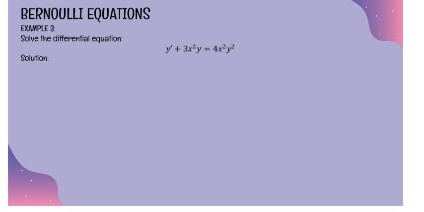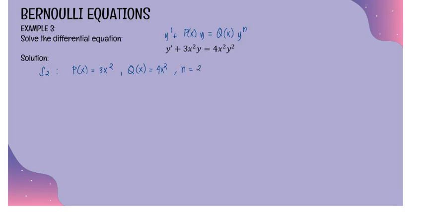We have to identify again if it is in the Bernoulli form already. So y prime plus p of x y is equal to q of x y raised to n. It's in the form of that already. So we just have to identify the values that we need for step 2. Identify p of x, q of x, and n. The p of x there is 3x squared, the q of x is 4x squared, and the n is 2.